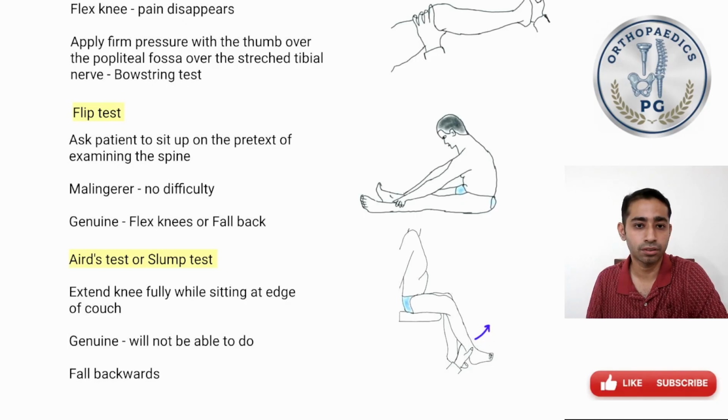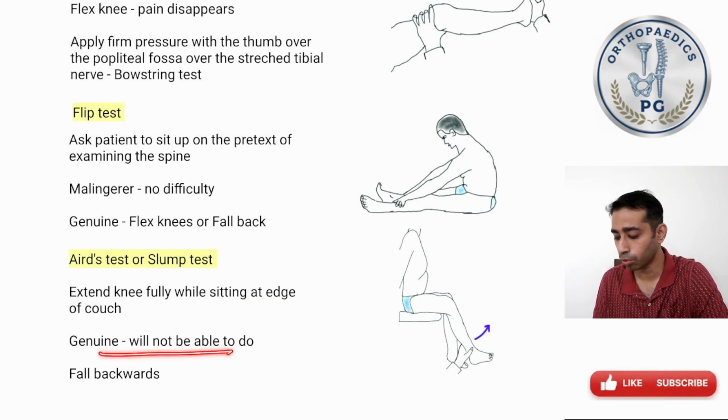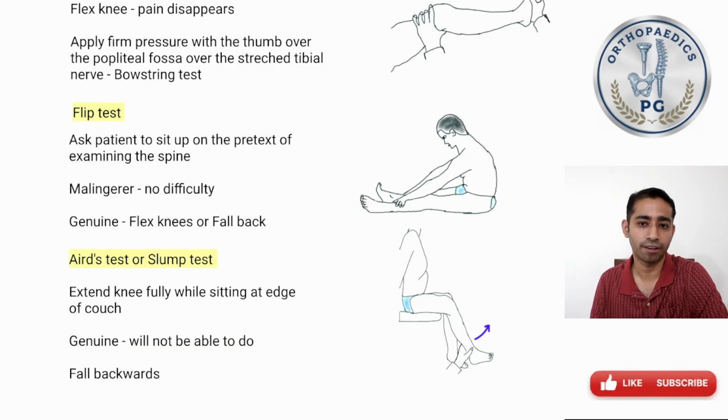The Ayers test or slump test is also similar. Here you ask the patient to sit with his leg hanging at the edge of a couch, and then you ask the patient to extend his leg and you passively extend till 90 degrees. A normal genuine patient will not be able to do this and will fall backwards, whereas a malingerer may be able to do this. This is also like a SLRT in a sitting position.